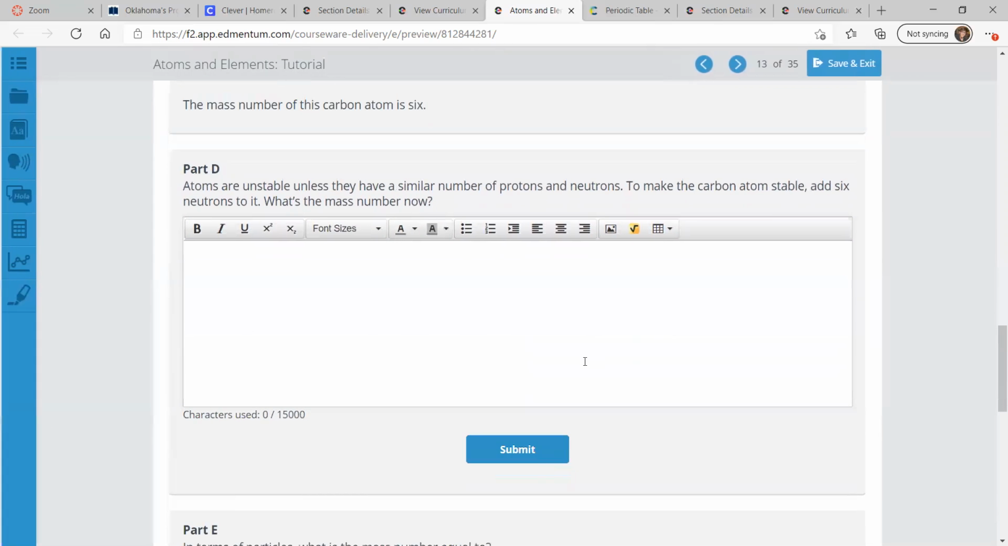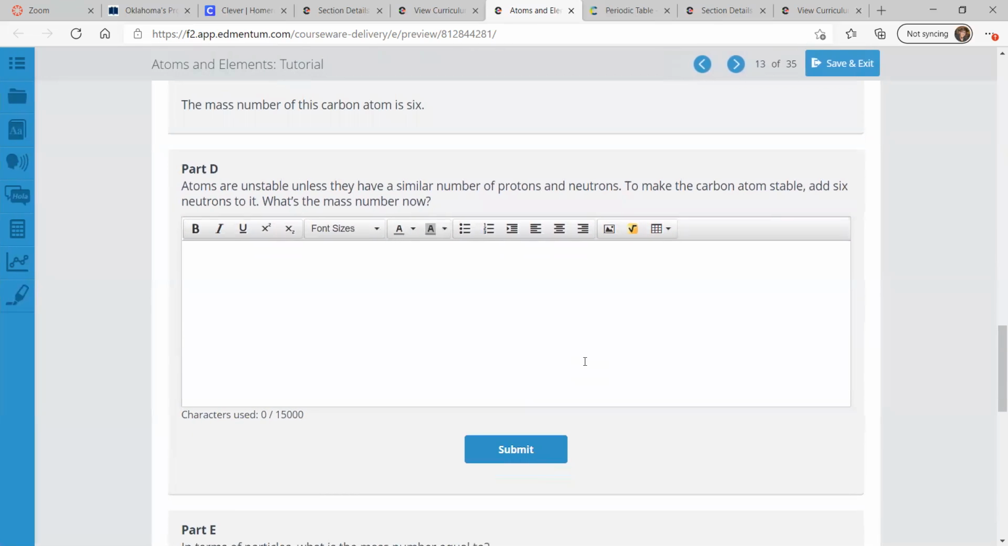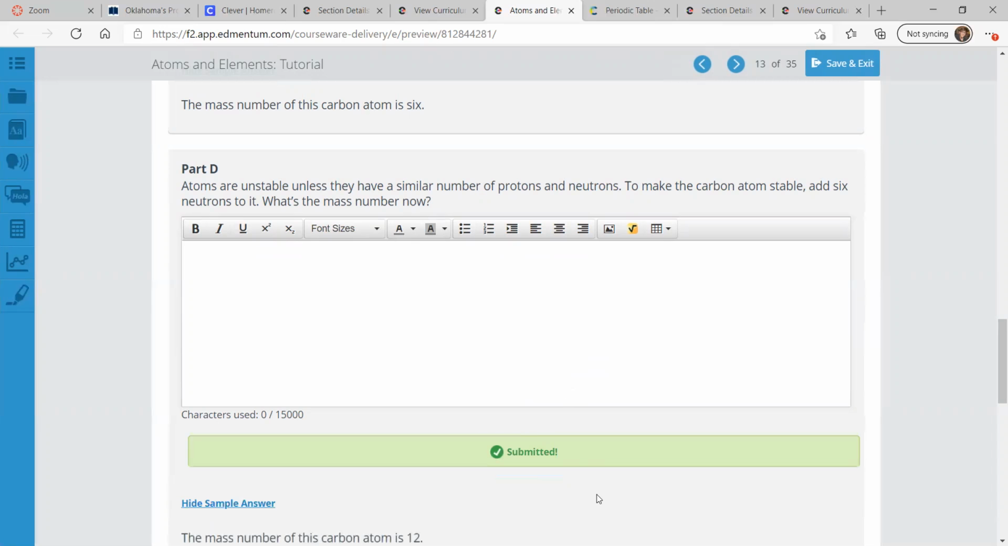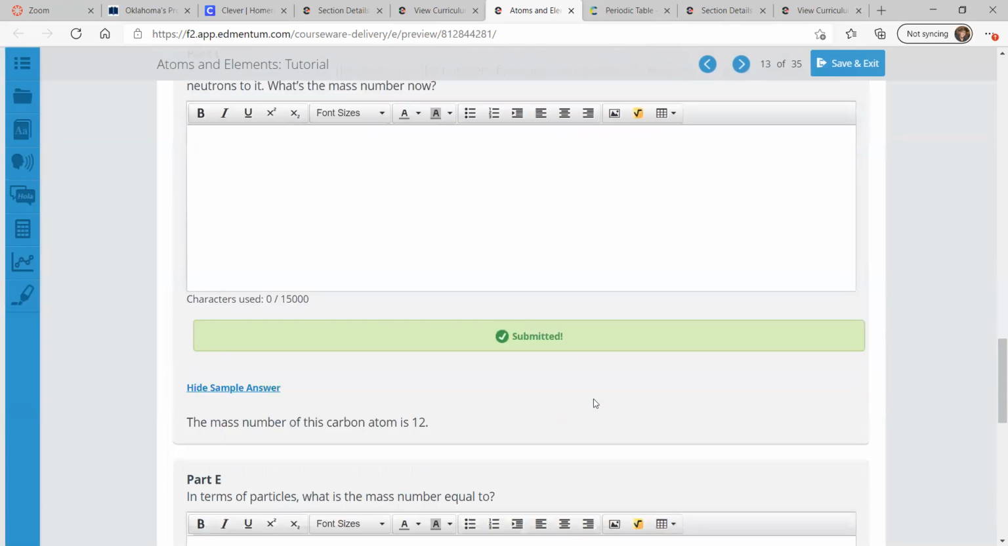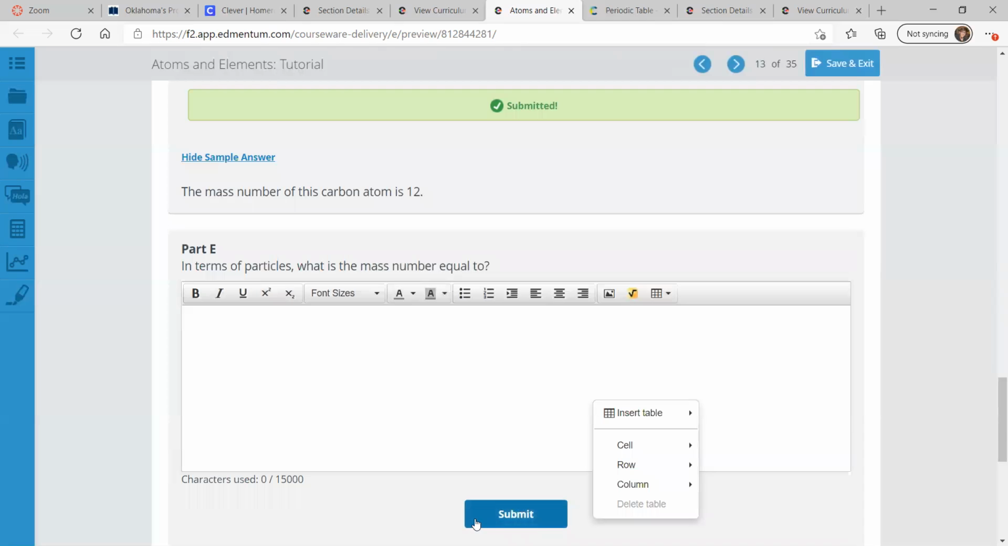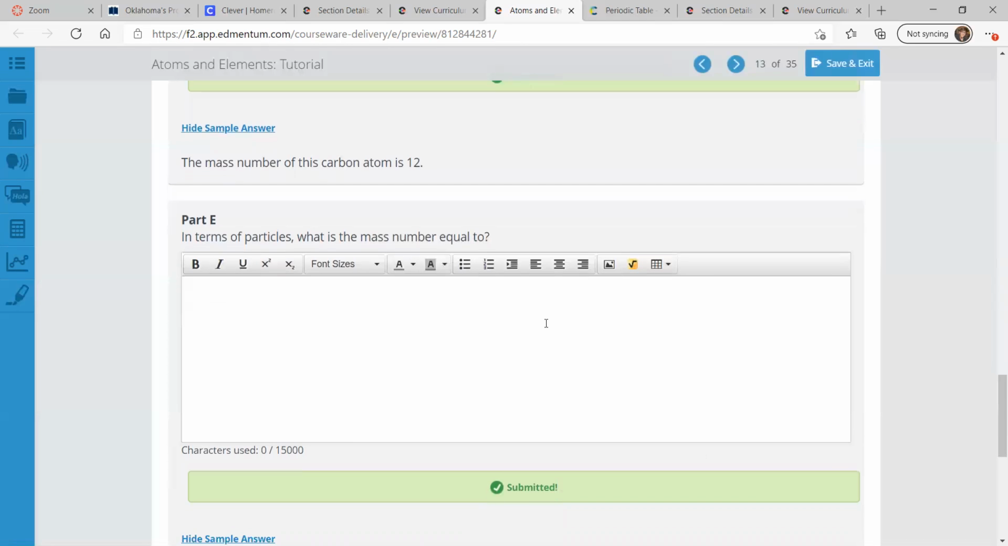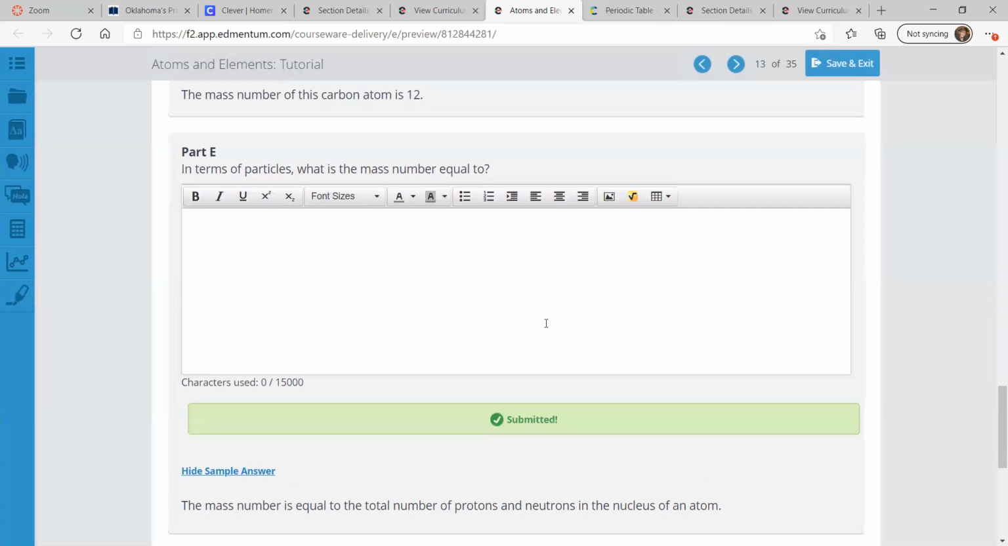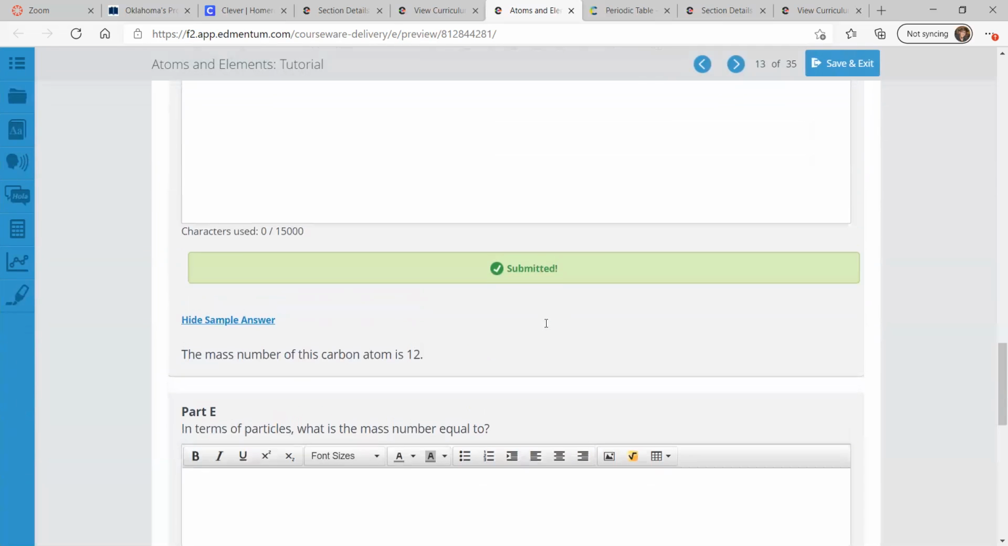Atoms are unstable unless they have a similar number of protons and neutrons. To make the carbon atom stable, add 6 neutrons to it. What's the mass number now? Well, that would be 6 plus 6, which is 12. So in terms of particles, what is the mass number equal to? It's the number of protons and neutrons in the nucleus.